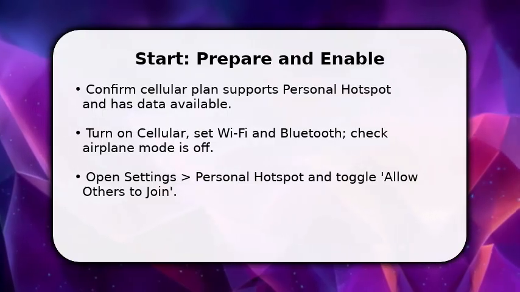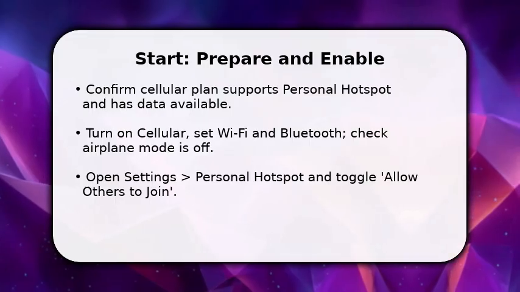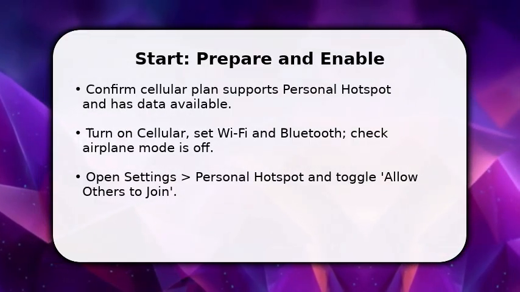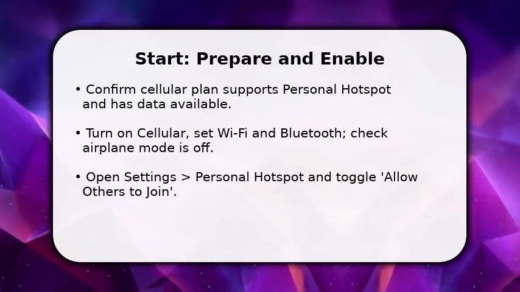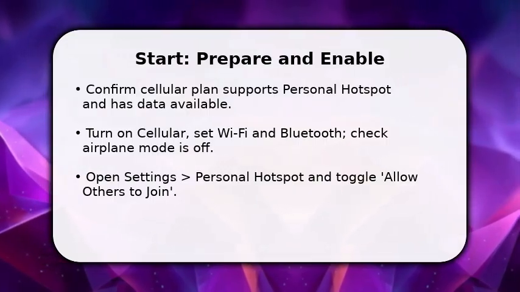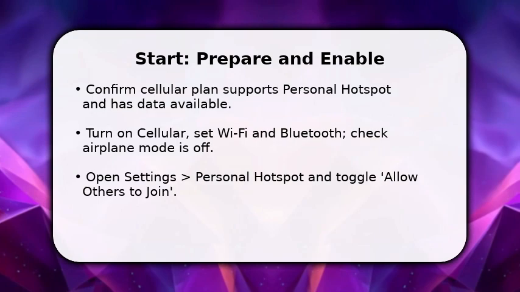Next, open Settings, tap Personal Hotspot and toggle Allow Others to Join. This activates the service and creates a network name. You do this now because enabling here links authentication and radio power. It's the foundation before device connection steps that follow.